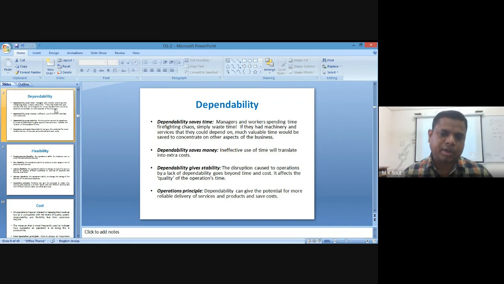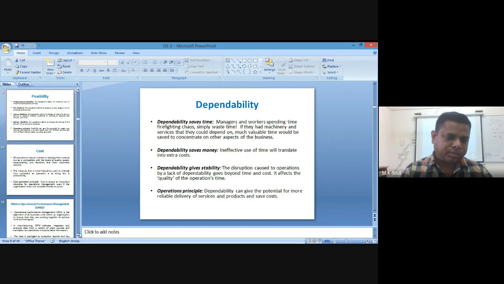अगर मान लो कंपनी में स्ट्राइक कंटिन्यूसली हो रहा है, प्रोडक्शन में क्या होगा? Production will be affected by disruptions caused by lack of operation, lack of dependability. People are not involved in that case. So it leads to what? It affects the quality of operation time as well as the quality of operation. That is why dependability can give potential and more reliable delivery of the service and product, and it also reduces the cost, or we can save a huge amount of cost.